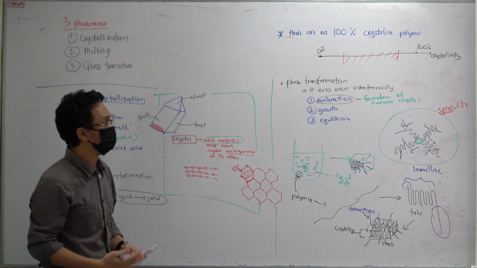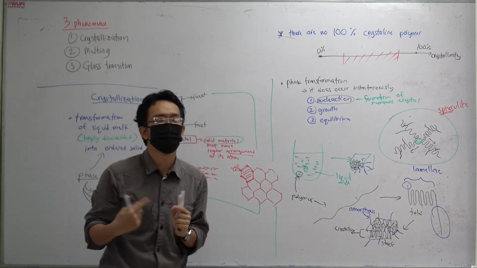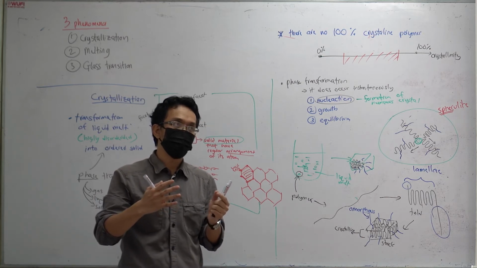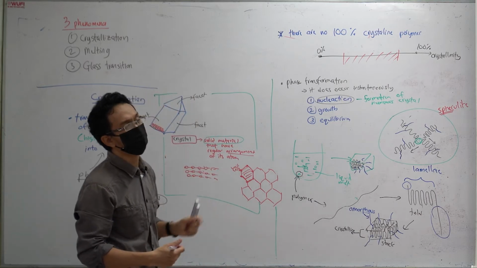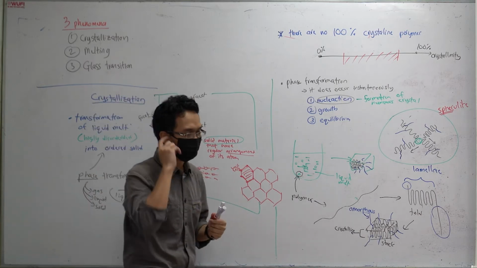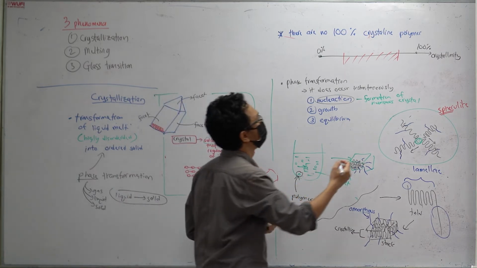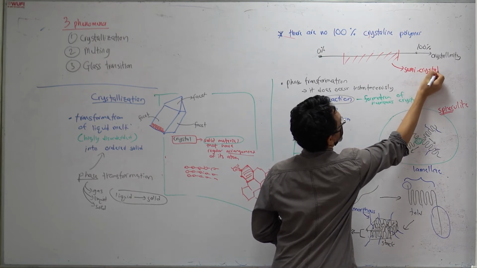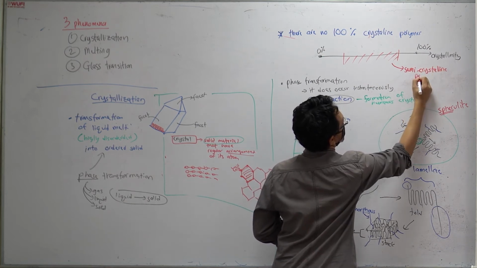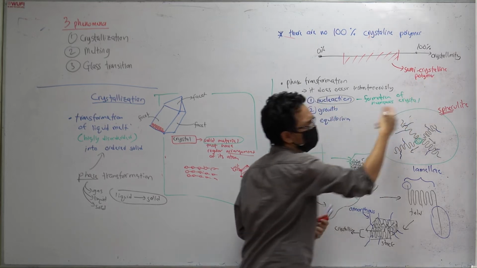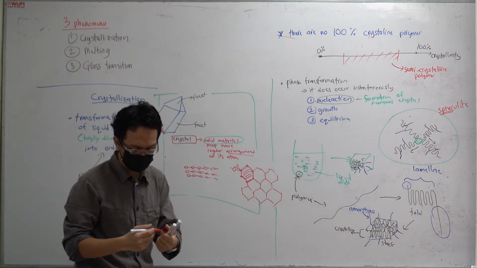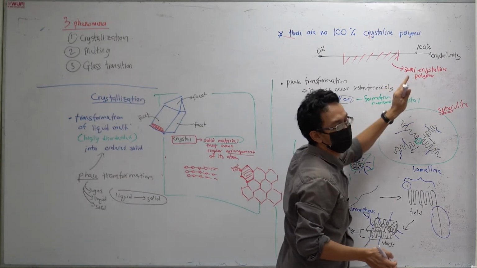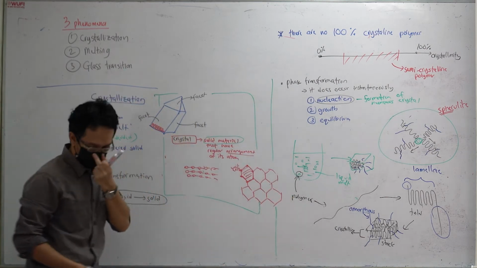So normally when you hear people say crystalline polymer, what it means is that it is not 100% crystalline, there is some amorphous. So the proper way to talk about polymer is semi-crystalline polymer, because it has both the crystalline and also the amorphous polymer. So whenever people talk about crystalline polymer, what they actually mean is that it is semi-crystalline polymer. Okay.